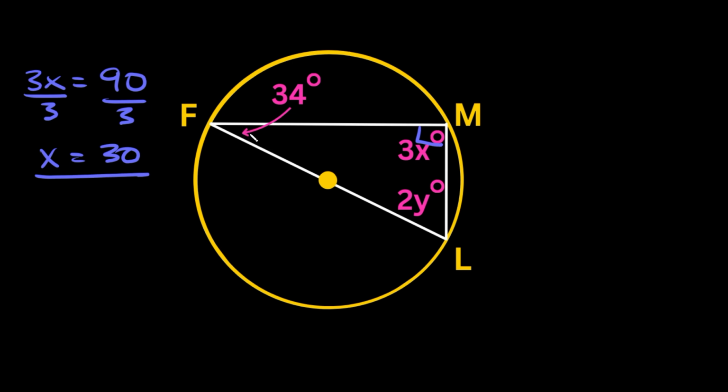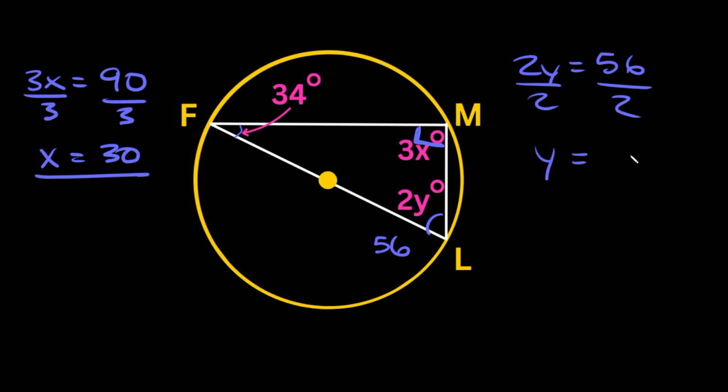So we know this one is 34. We know now that this one's 90. So that means this angle must be equal to 56, right? Because 34 plus 90 plus 56 is equal to 180 degrees, right? So if this angle is 56, now we can solve for y, right? So here we can say that 2y is equal to 56. So here we could just divide both sides by 2. So we get that y is equal to 28.